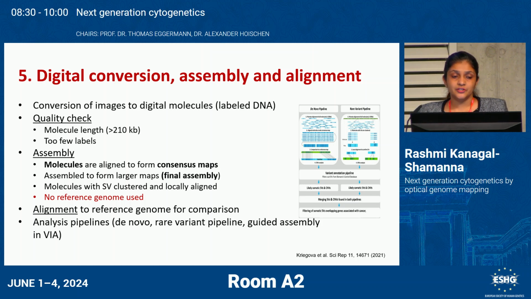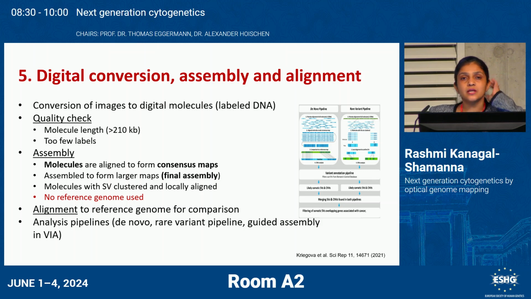Followed by this is the digital conversion of these images into digital molecules, assembly, and alignment. First of all, before this happens, only molecules which are more than 150 kilobase pairs are selected. Anything less than 150 is filtered out. Any molecules with very few labels that are just going to be noise are filtered out. So that's the quality check. And these molecules are then aligned to form consensus maps, and these consensus maps are further assembled to have a final assembly.